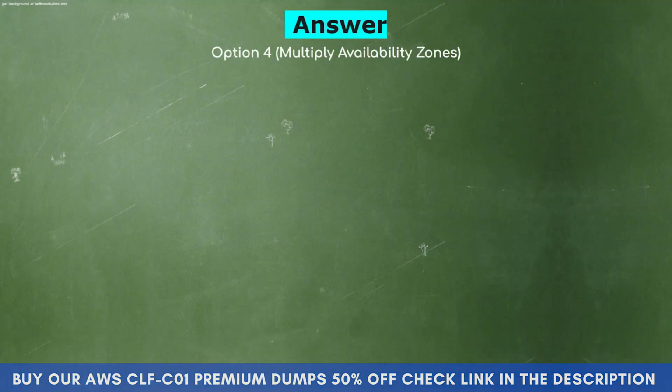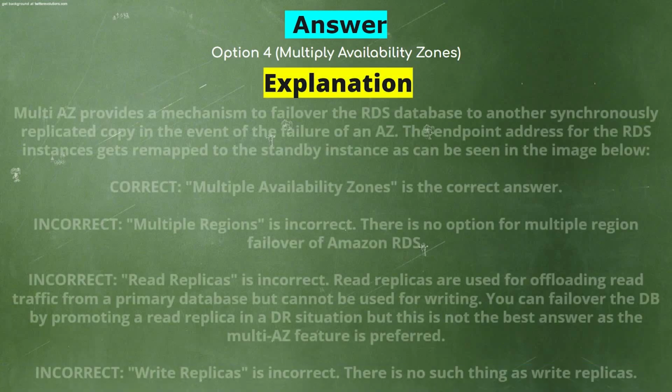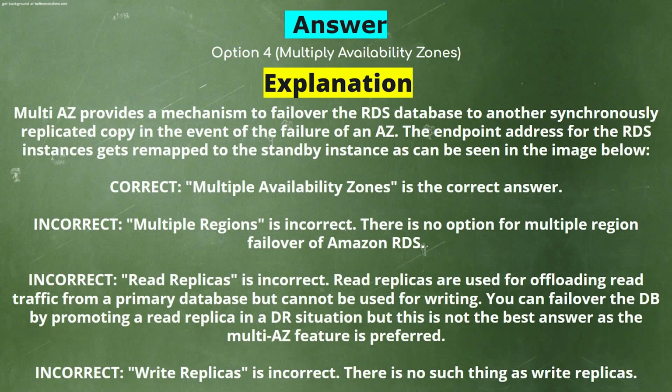Multiple availability zones. Explanation. Multi-AZ provides a mechanism to fail over the RDS database to another synchronously replicated copy in the event of the failure of an AZ. The endpoint address for the RDS instances gets remapped to the standby instance, as can be seen in the image below.